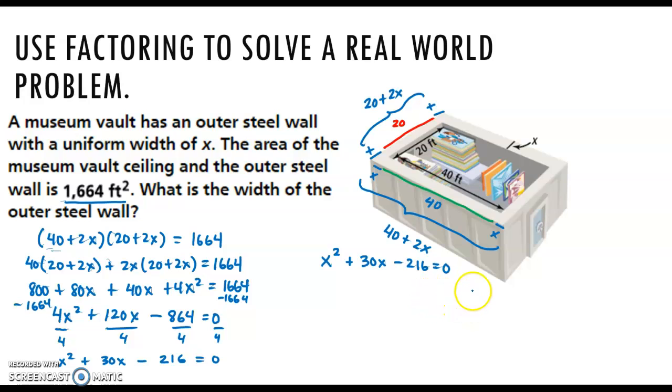but with different numbers. So remember, for this, our product is going to be a times c, which is negative 216. And our sum is going to be b, which would be positive 30. It might take a lot of guess and check for you to get this. If I tried negative 4, that would be negative 4 times 54, and that adds up to 50, so that doesn't quite work. So I'm going to try negative 6, and it turns out negative 6 times 36 gives me 216, and that also adds up to 30.